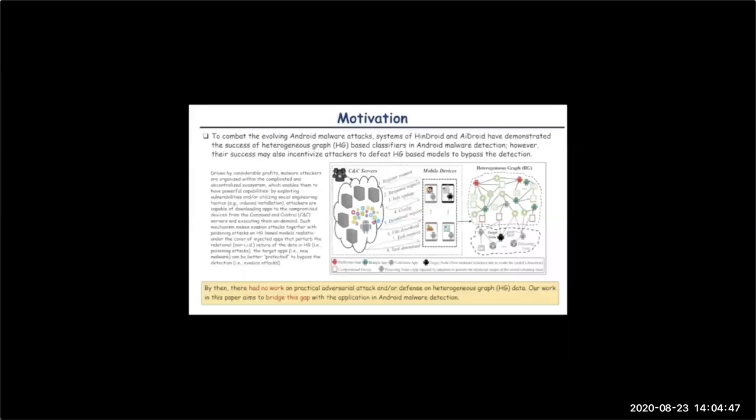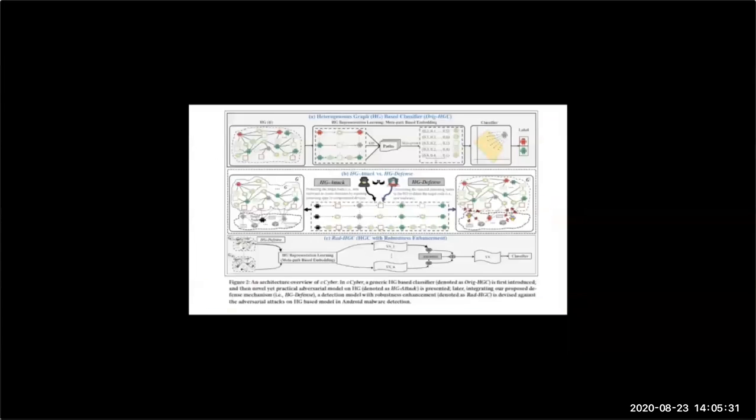If we consider attackers' capability and knowledge, they can perform the poisoning attack and evasion attack concurrently. So to combat evolving and joint malware attacks, systems such as HinJoy or AiJoy have demonstrated the success of heterogeneous graph-based models in malware detection. However, their success may also incentivize attackers to defeat heterogeneous graph-based models to bypass the detection. And by then, there had been no work on practical adversarial attack or defense on heterogeneous graph data. So we aim to bridge this gap through the application in malware detection.